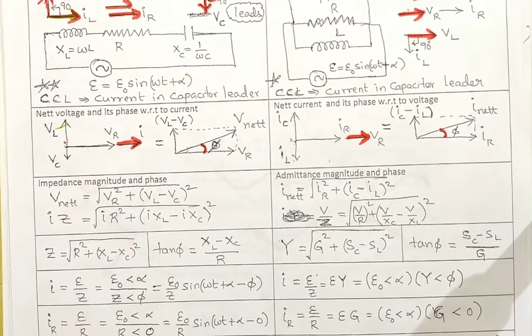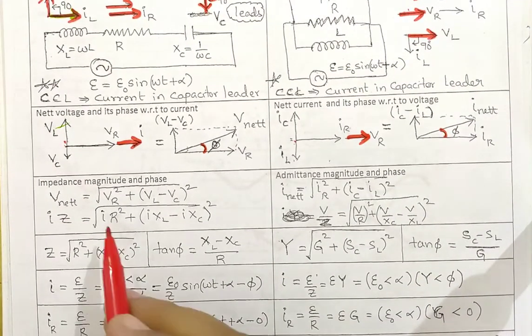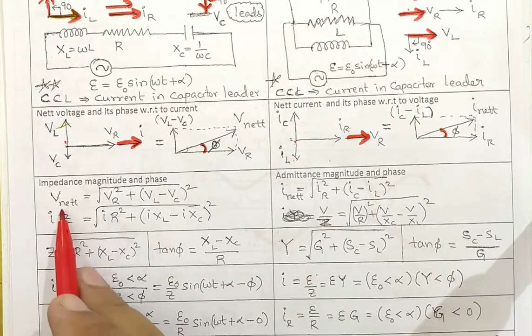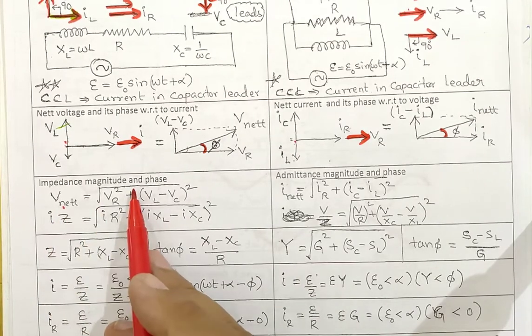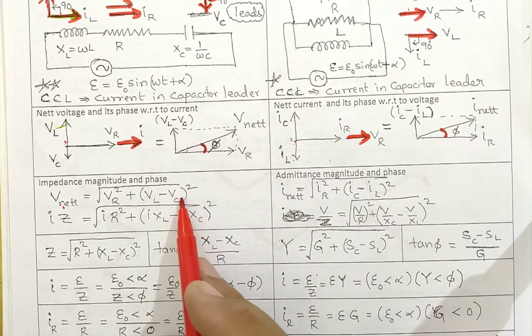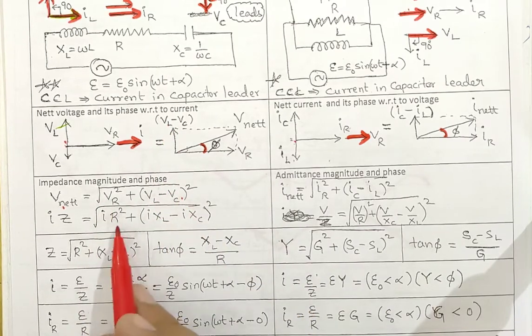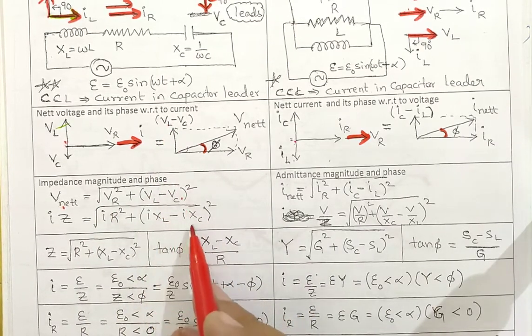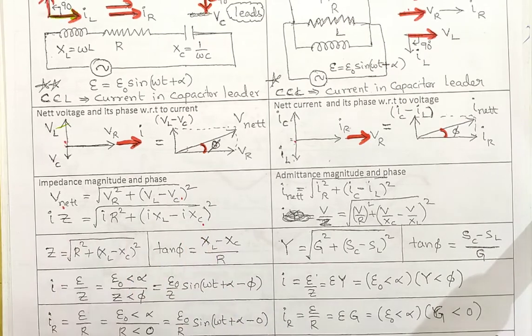Next step, we find the net voltage from the vector triangle. So V net is equal to the square root of VR square plus VL minus VC whole square. V can be written as IR, VL can be written as IXL, VC can be written as IXC. Take I common, cancel. We get impedance.